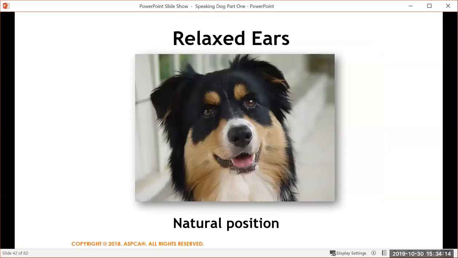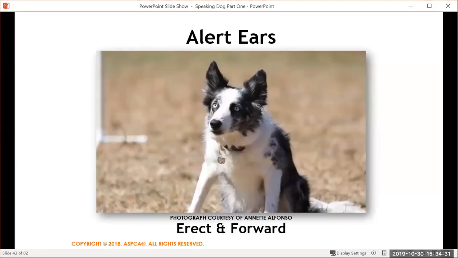Next slide. So when it comes to position, you have to be able to look at the dog and interpret what a natural position is. So in this case, this dog is relaxed. Next slide. This dog is clearly alert. His ears are erect and forward. This dog probably has prick ears anyway, but regardless, they are very forward oriented.